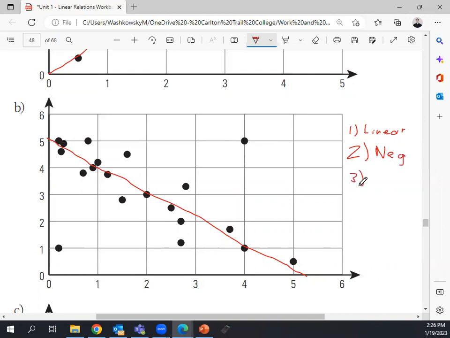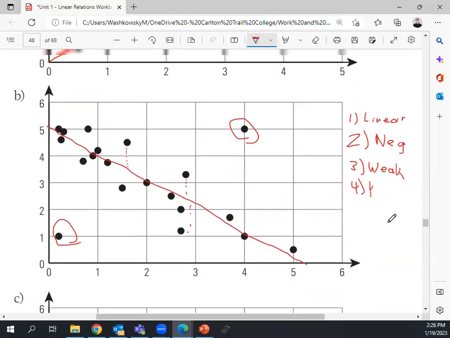Question 3 asks, what's the strength of the correlation? In this case, I have points kind of all over the place. There's a lot of points with a lot of distance from my line. So it's a weak correlation. There is a pattern here, but it's very weak. And for my 4th question here, are there any outliers? Yes, there's those 2 outliers.